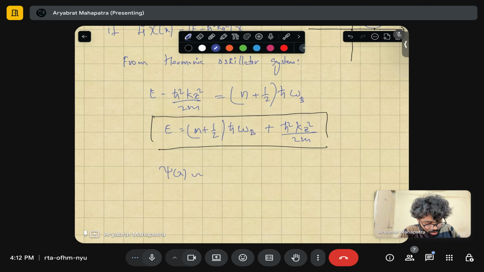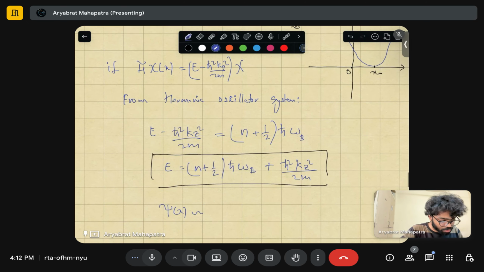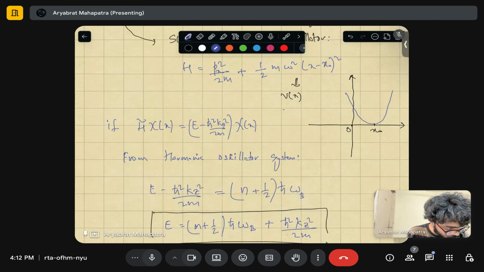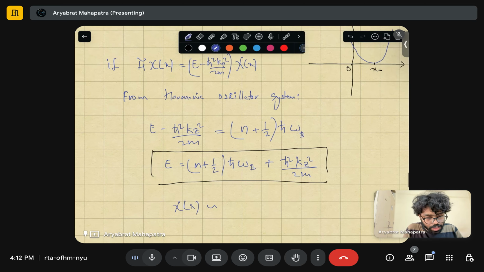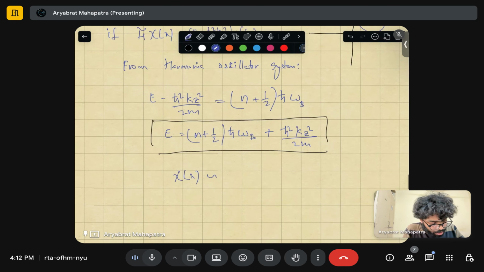You can write it down as chi of x. Now this chi of x, for the harmonic oscillator, you again know the wave function is given in some form of Hermite polynomial H_n. Here, instead of x, it was x minus x naught. So it will be k_y over l_b square.